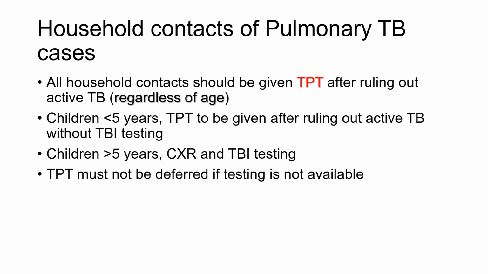So all household contacts should be given TPT after ruling out active TB, regardless of age. Children less than 5 years, TPT is to be given after ruling out active TB without TBI testing, and children more than 5 years, we have to do chest X-ray and TBI testing and then decide on the tubercular preventive therapy. And it should not be deferred if testing is not available. Suppose chest X-ray and tubercular infection testing is not available, it should not be deferred.